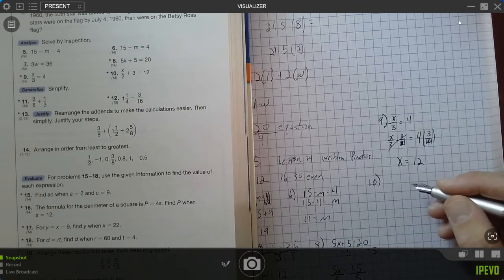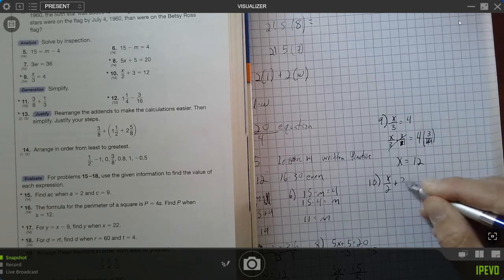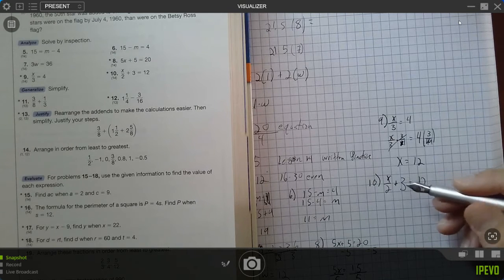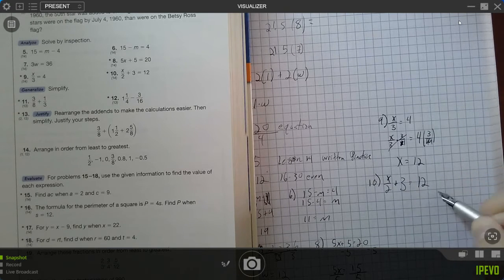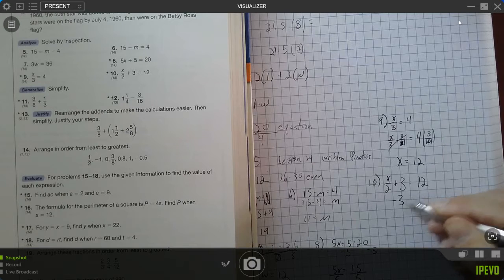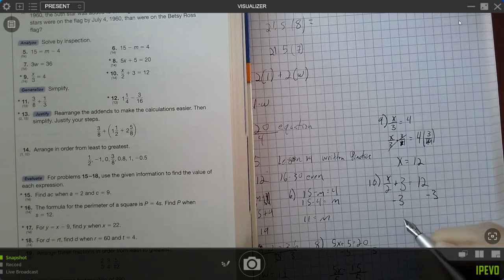Number 10, x divided by 2 plus 3 equals 12. Again, multiple steps here now. So first, I have to get rid of this extra bit. I don't want to multiply everything by 2 just yet because this complicates things. So let's go ahead, let's move it over here first. So let's subtract 3 here to get rid of it, but then I have to do the same on this side. Okay, so now I have x divided by 2 equals 12 minus 3, which is 9.